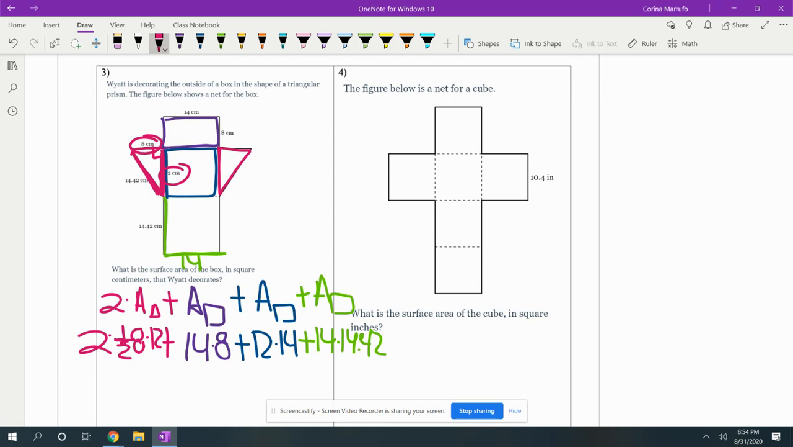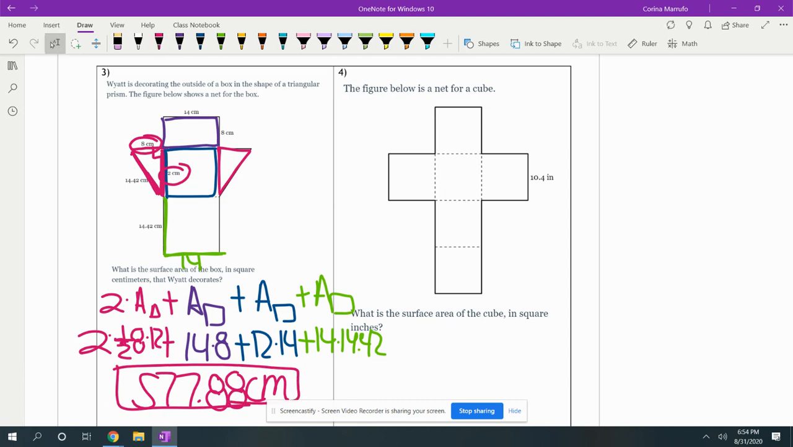We go ahead and put all of that in our calculator the way that we see it. Plus 12 times 14, plus 14 times 14.42. And that gives us 577.88. And then our units are centimeters squared.